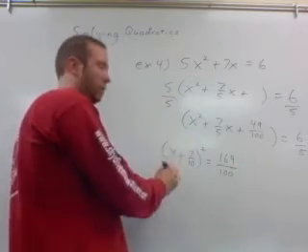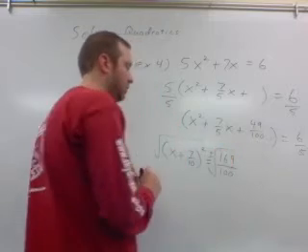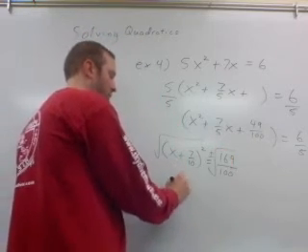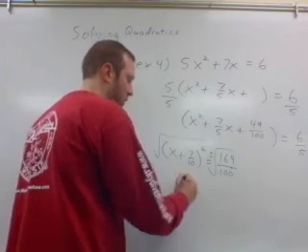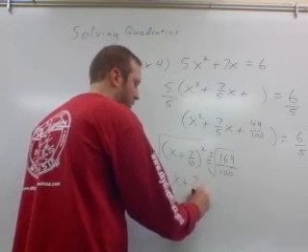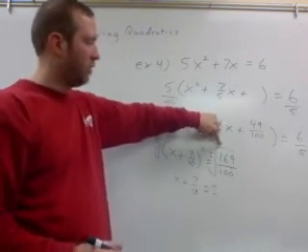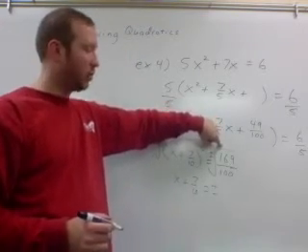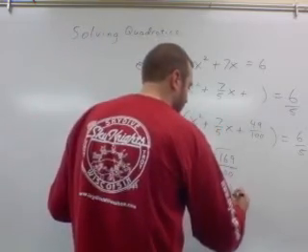Alright, now to get rid of the square, I'm going to square root, putting in that plus or minus. Square root's going to cancel, so I'm left with, don't really need the parentheses here, x plus 7/10 equals plus or minus. Square root of 169 is 13. Square root of 100 is 10. So this is just 13/10.